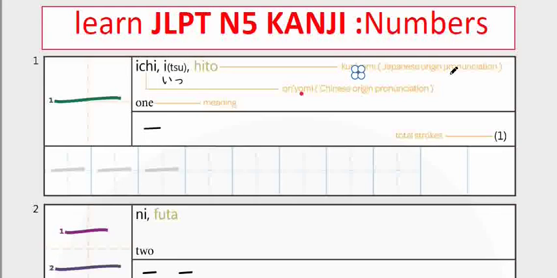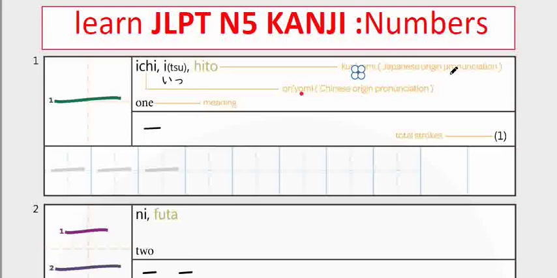Now, what do I mean by this? You might be wondering, there are two types of reading, but which one do we have to memorize? Well, I'll give you an example. The onyomi is used in the counting system of Japan. The numbers that we use for counting things, like 1, 2, 3, 4, 5, 6, 7, are counted using the Chinese pronunciation and not the Japanese one.